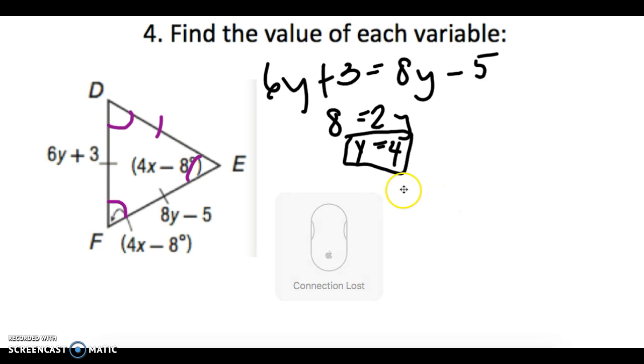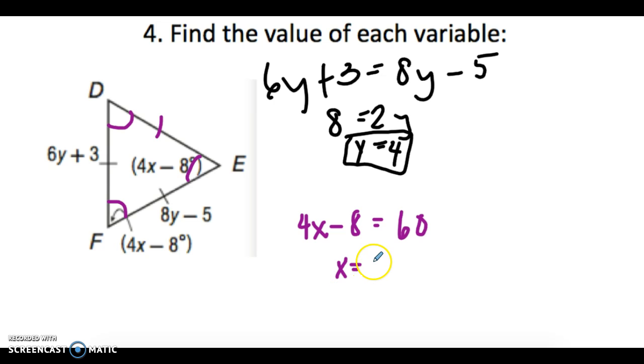And so for all the angles in the triangle to be congruent, they all have to equal what? 60 degrees. Good. So, whenever I solve for x, all I have to do is set 4x minus 8 equal to 60 and solve for x. Okay, and when I solve for x, I get x is equal to 17.